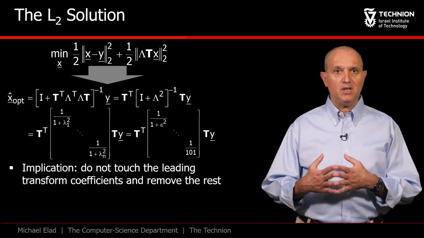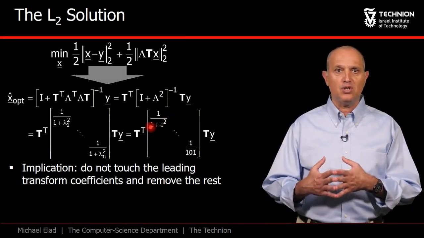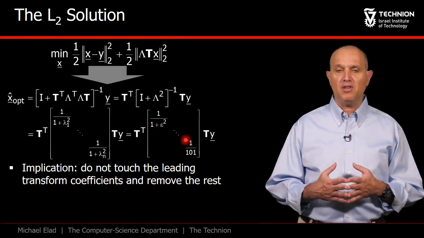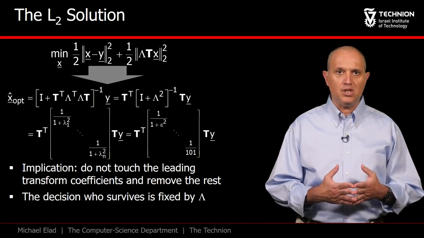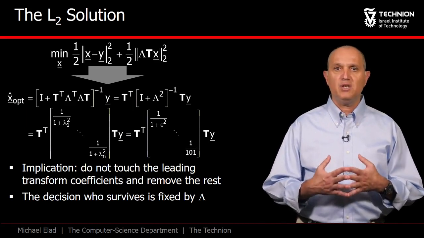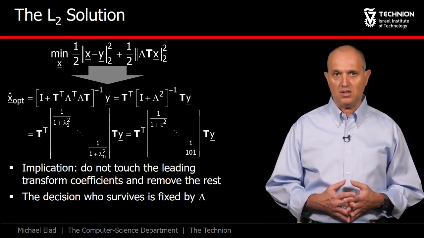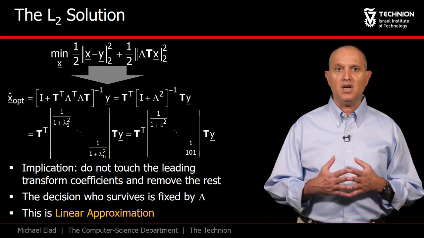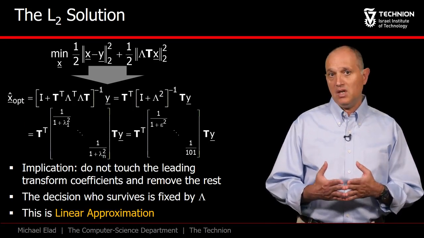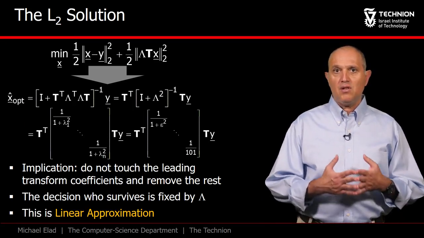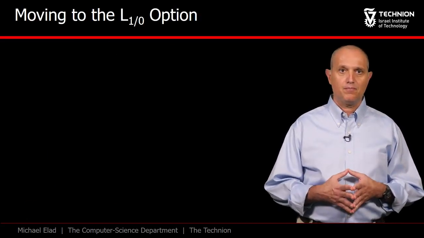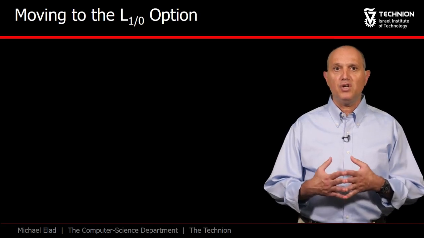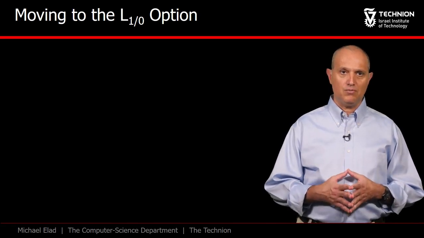Interestingly, the matrix multiplying the coefficients does not touch the top ones, while almost removing the rest. How do we know which coefficient stays and which goes? The predetermined matrix lambda makes this choice for us. This is known as linear approximation, and the reason is clear. Look at the equation. The optimal x is obtained as a linear operation on y. Now we move to the nonlinear approximation counterpart approach.